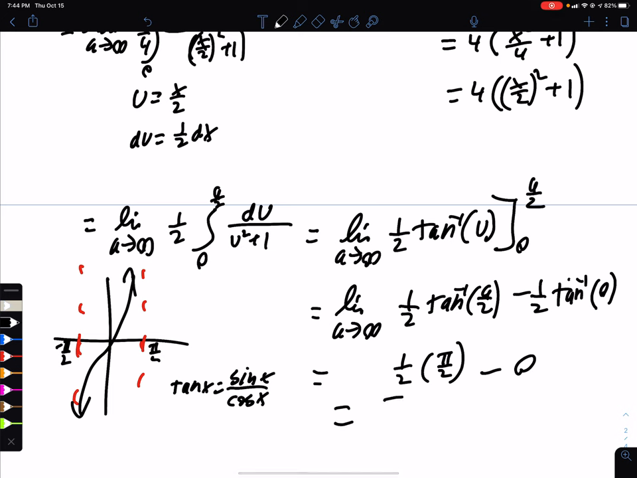So this integral is pi over 4. This integral converges. Therefore, that means the series must also converge.